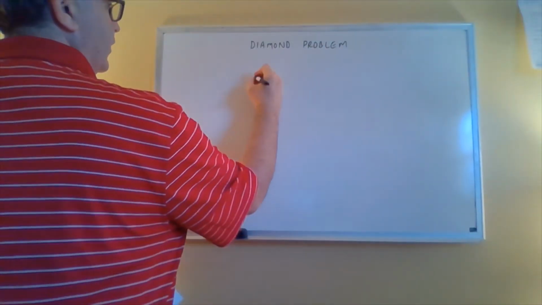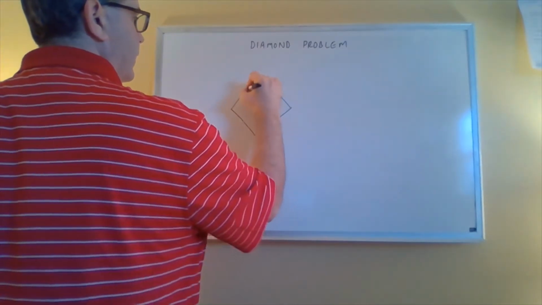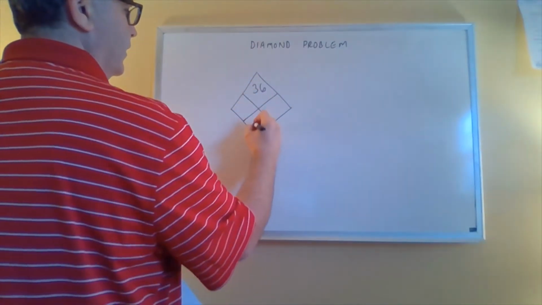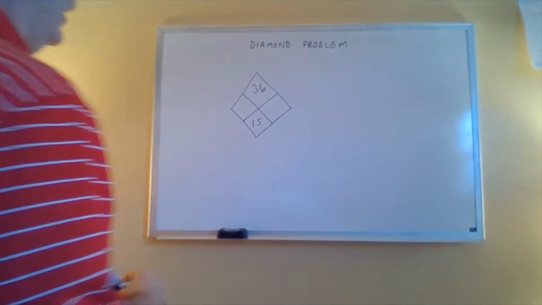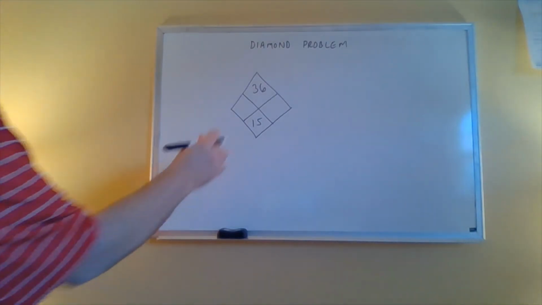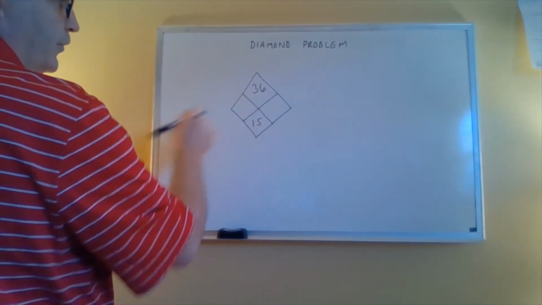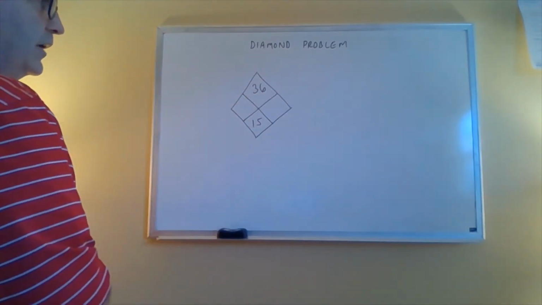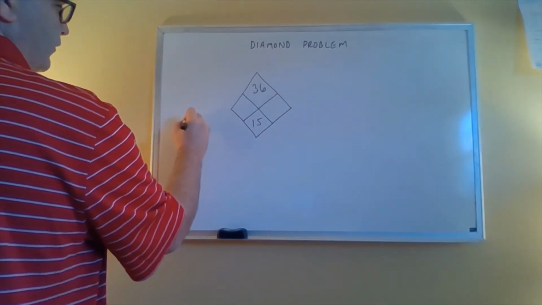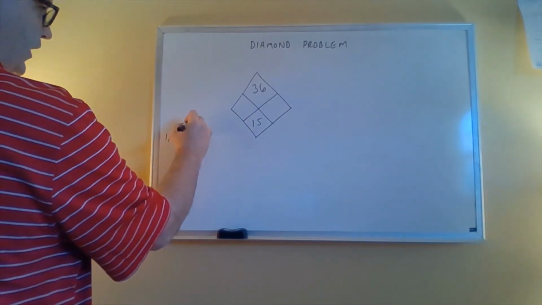Let me give another example here. What if we had 36 up here and 15 down there? So our charge is to find the two numbers to put in here that when multiplied together equal 36, and when added together equal 15. Well, let's start looking again at the factor pairs. We have 1 and 36. Well, that's not it, because we add those together, we get 37.